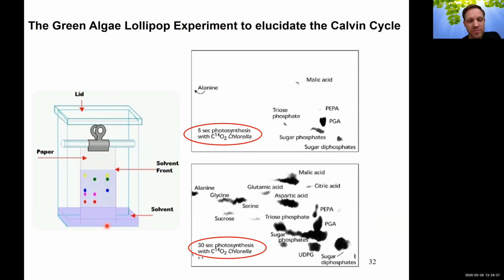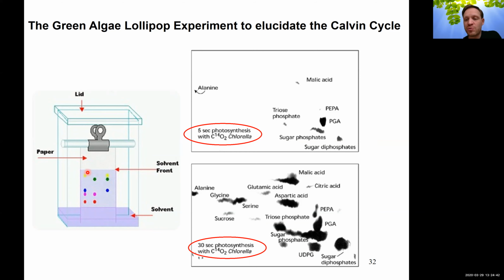And you have your solvent down here. The solvent will gradually move up the paper and carry these metabolites with it. Depending on the chemical and physical properties of these metabolites, they will travel at different rates on this plate, and you can separate them thereby.